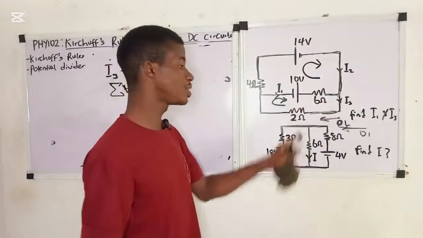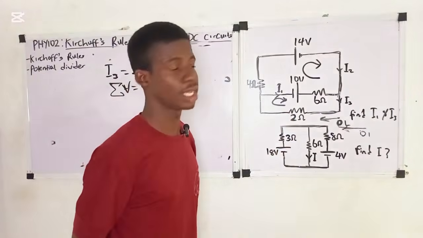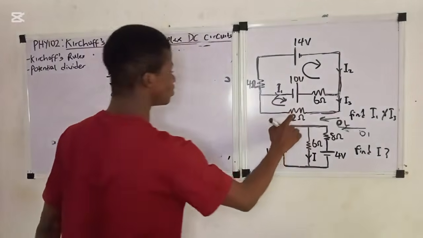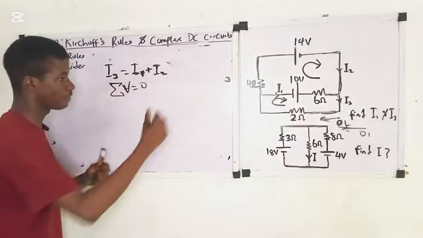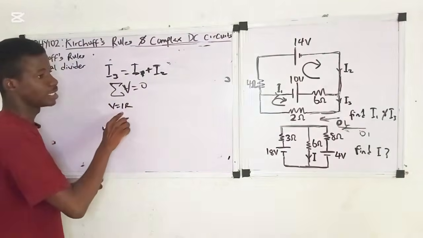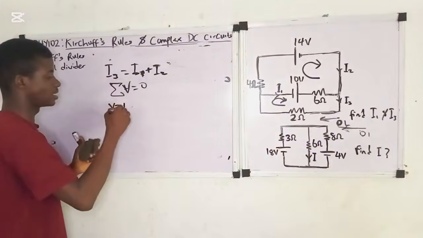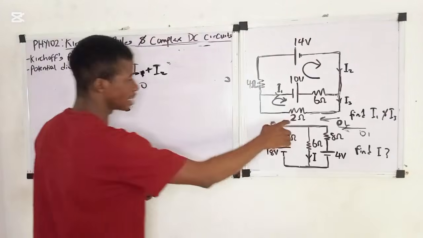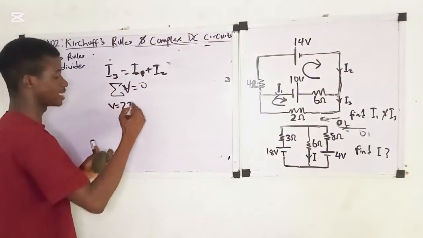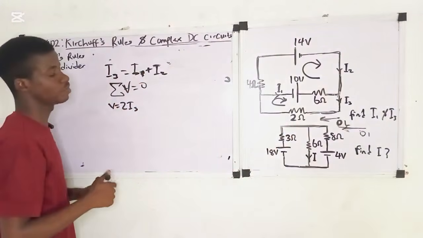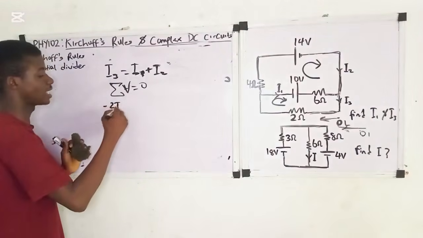Since the direction of loop and the direction of current across this resistor are going in the same direction, there will be a voltage drop, as I told you guys earlier. So the voltage drop will be V equals IR. The current is I3 and the resistance is 2, so we call it 2I3. Is the voltage positive or negative? It's negative, so we can say minus 2I3.